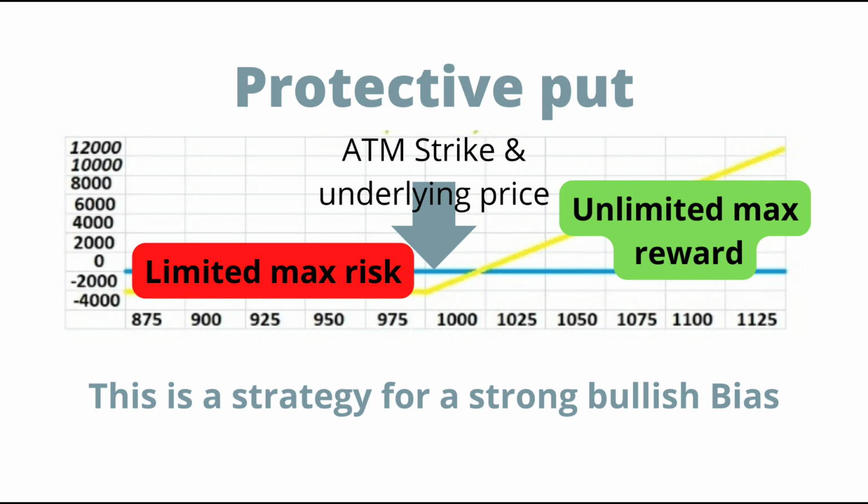So it is in the trader's interest that the underlying stock price rises as much as possible above the strike price of the option being used in this strategy. In terms of risk, a protective put strategy provides a limited risk and an infinite maximum reward, because there is no limit to how much the underlying stock can rise. The more the stock price rises above the strike price, the higher the profit.